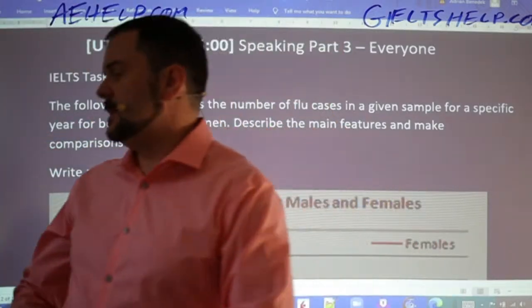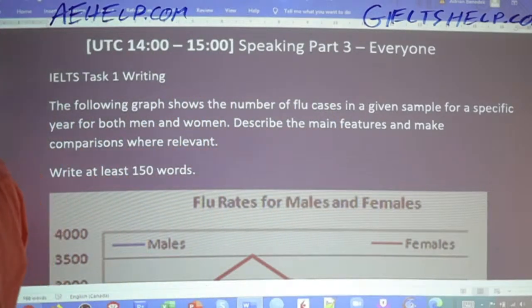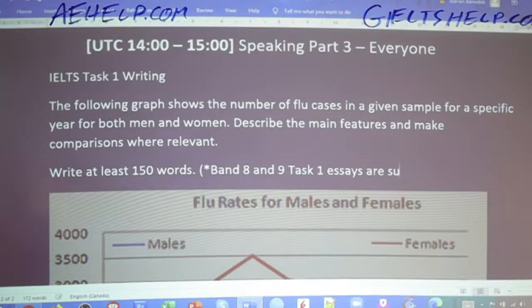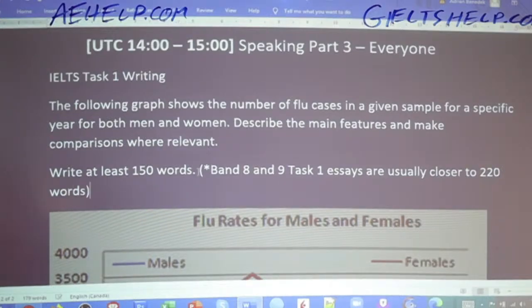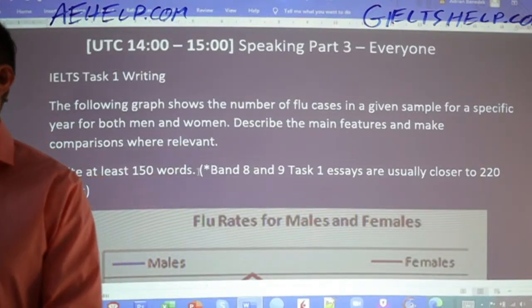Now, students, keep in mind that Band 8, Band 9 essays for Task 1 are in most cases closer to 220 words, okay? So 150 words is the absolute minimum, but do keep in mind that Band 8 and 9 Task 1 essays are usually closer to 220 words. Okay? Just so you have an idea about that.